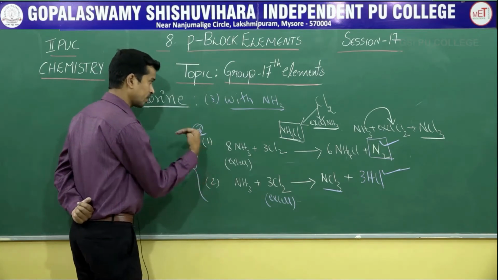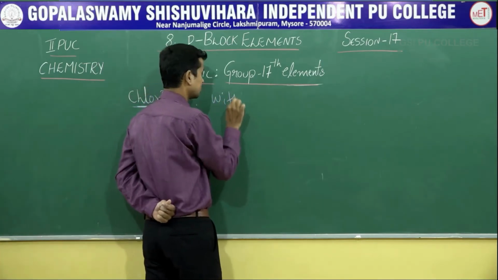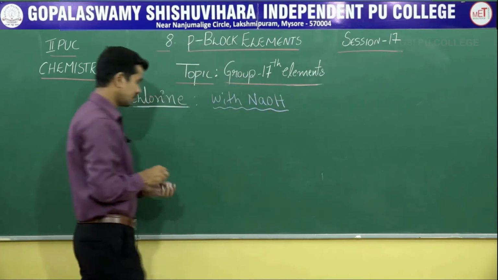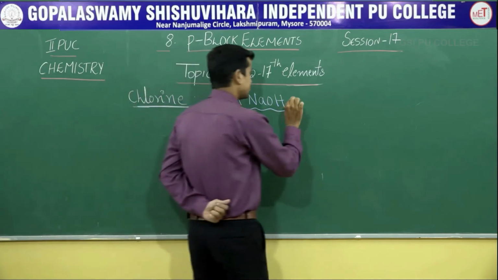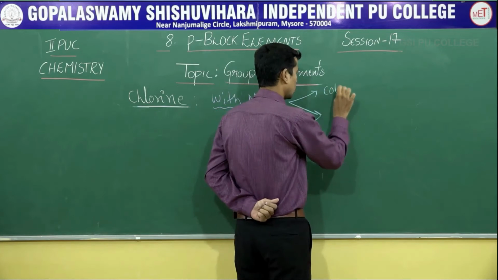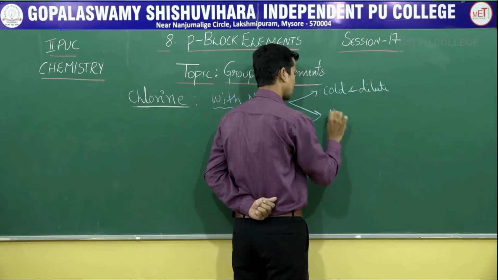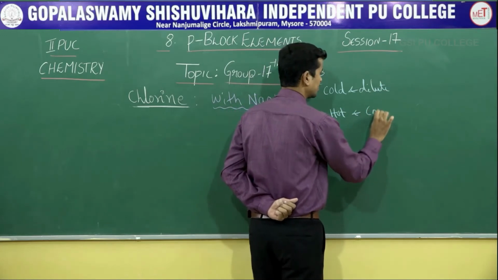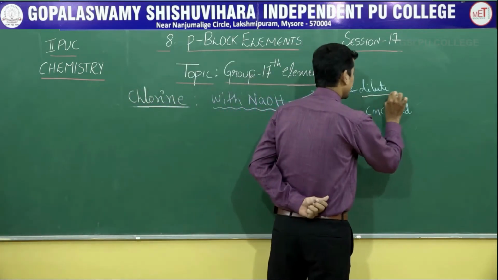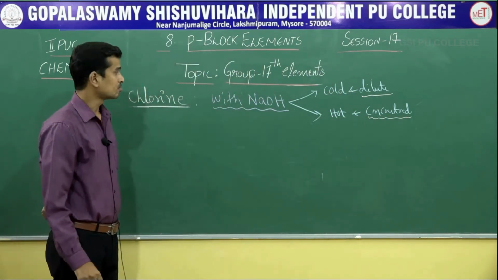Next, move on to chlorine reaction with sodium hydroxide, NaOH. Chlorine reacts with NaOH. Here you will observe two types: one, cold and dilute, second, hot and concentrated. You already studied what is meant by dilute solution and concentrated solution in your solutions chapter.